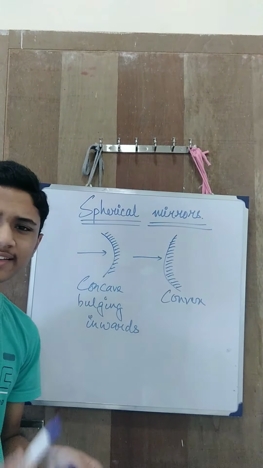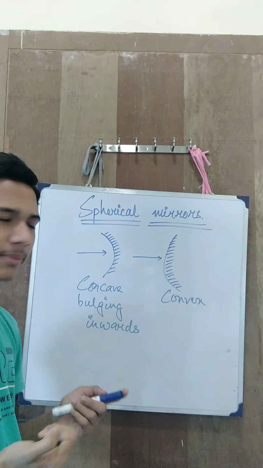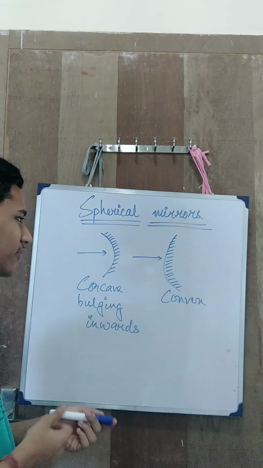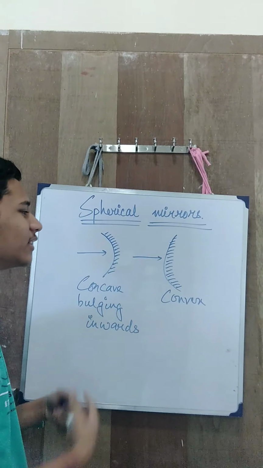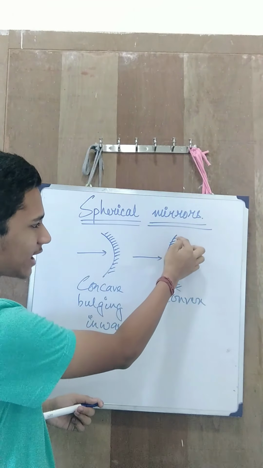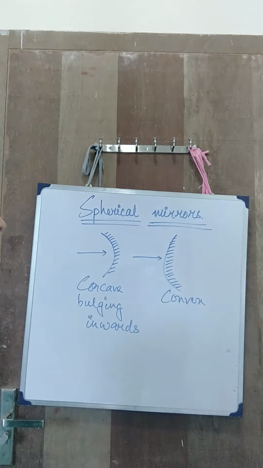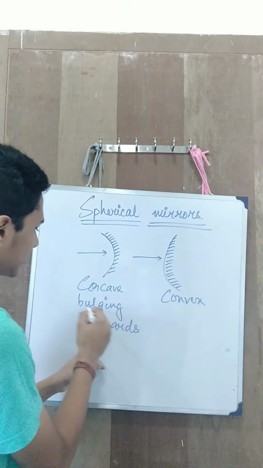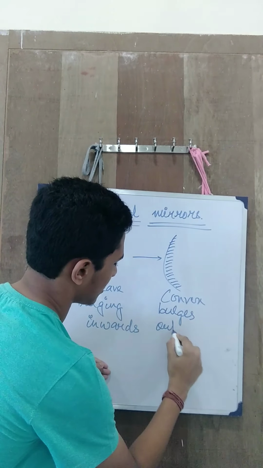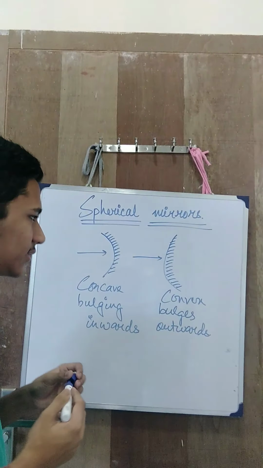If anybody asks what a concave mirror is, you may say a concave mirror is a kind of spherical mirror where the reflecting surface of the mirror bulges inwards. That is what a concave mirror is. And what is a convex mirror? A convex mirror is a kind of mirror where the reflecting surface bulges outwards. You see, it starts from here and it goes outer, and this goes inner. So this bulges inwards, and this bulges outwards. That's the main difference.